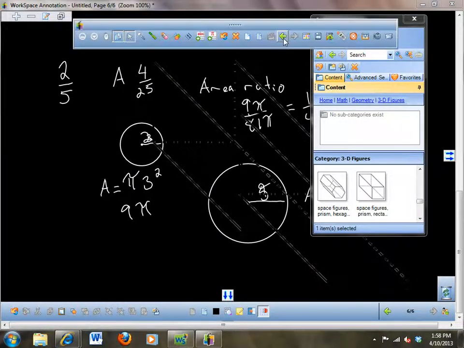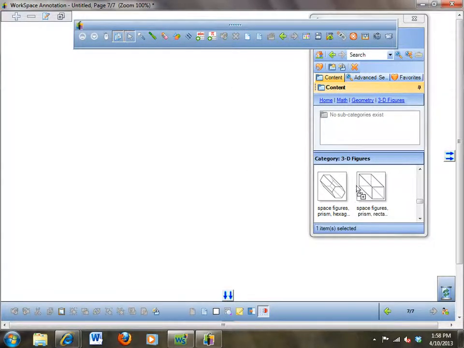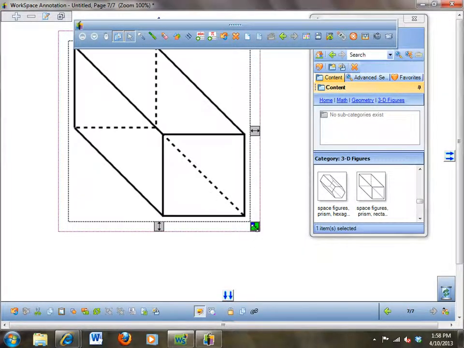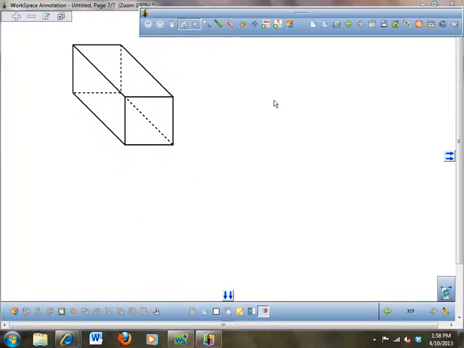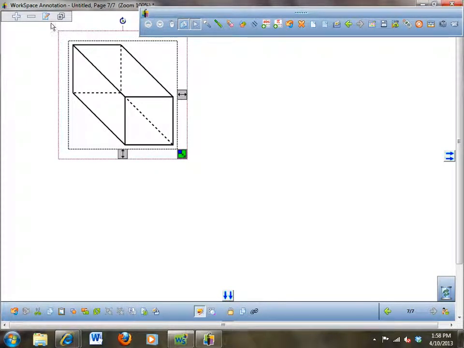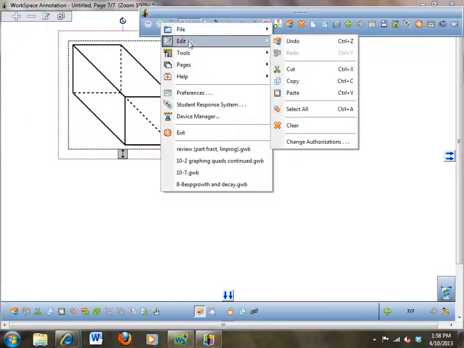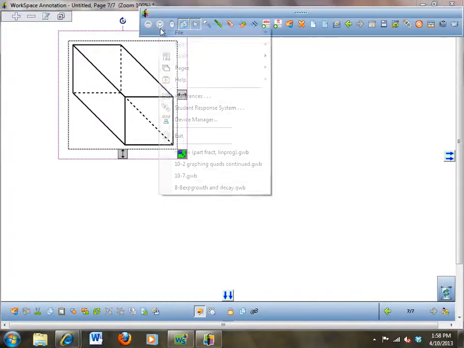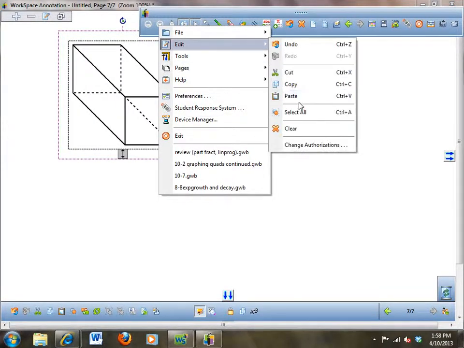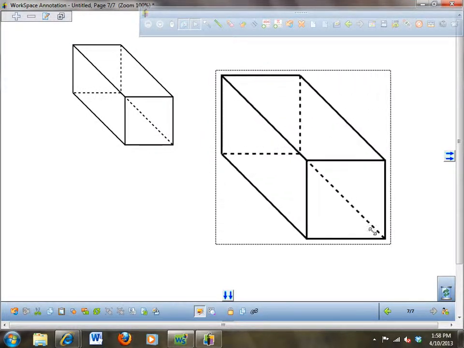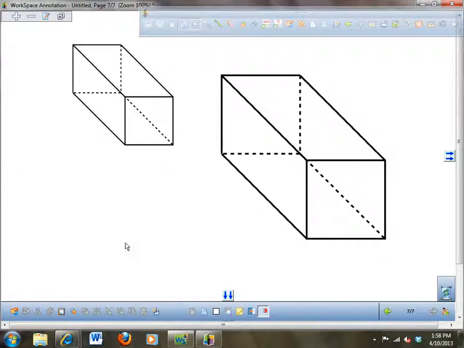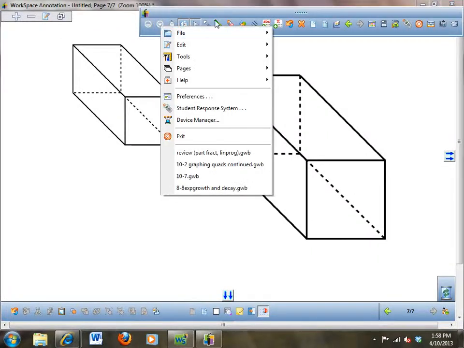So now I'm going to get a new page and I'll drag this over here. Ooh, that's good. And I'm going to make a small one of those. Okay? And then I'm going to take one of those and go edit, copy, edit, paste. I'm going to get another one of those, move it over here, and make it bigger. Alright? So what I have is two similar three-dimensional shapes.